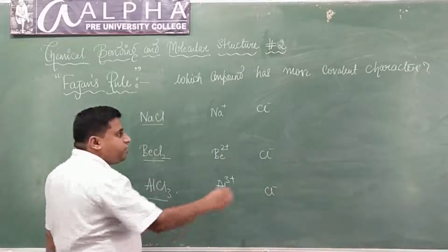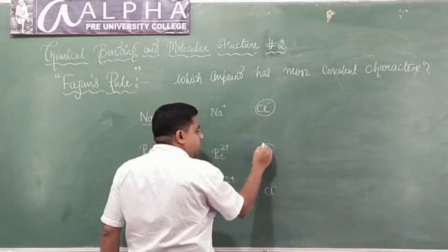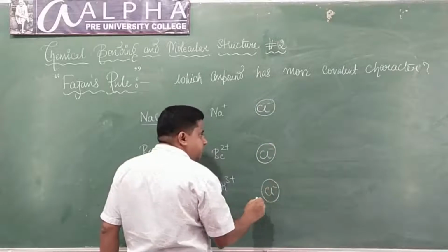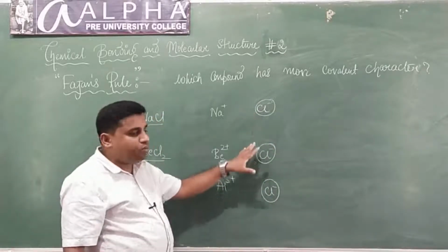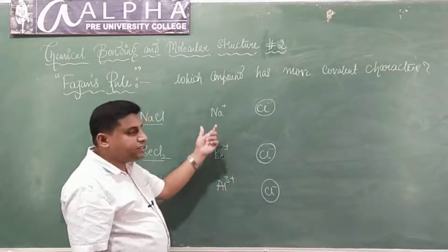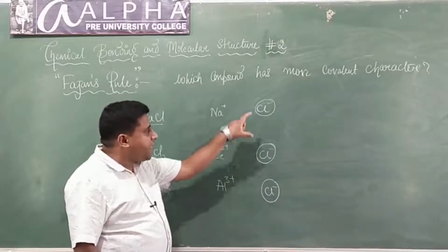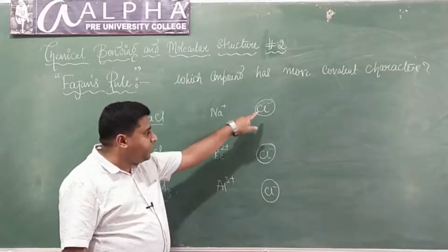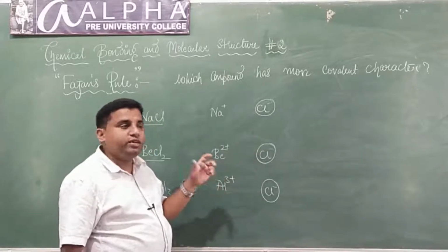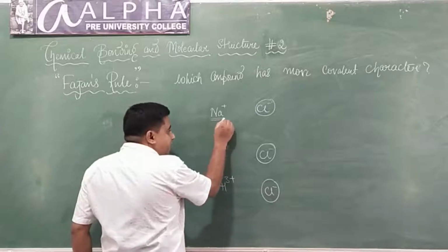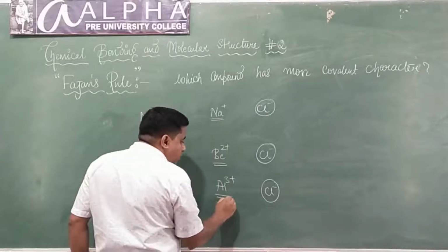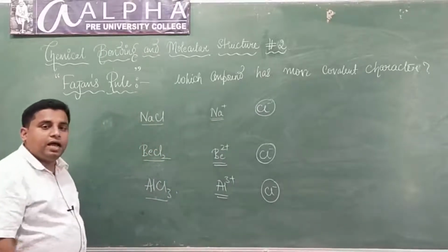The anion is the same here: chloride, chloride, chloride. That means the covalent character does not depend upon the size of the anion, it depends upon the size of the cation, because the anion is fixed. So here we have to decide the covalent character based on the size of what? Cation. So we have sodium ion, beryllium ion and aluminium ion.